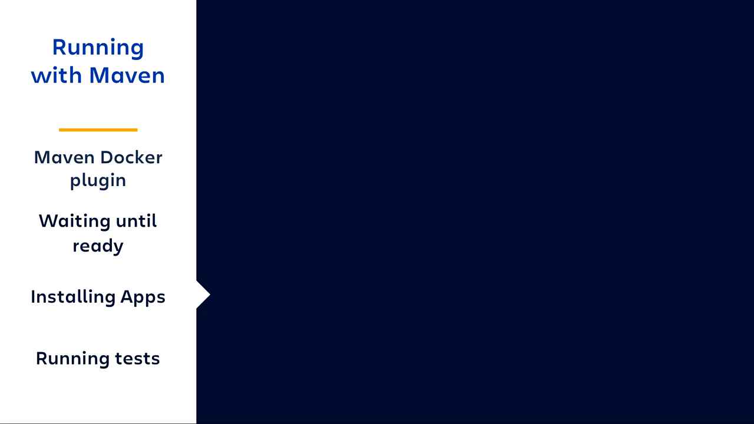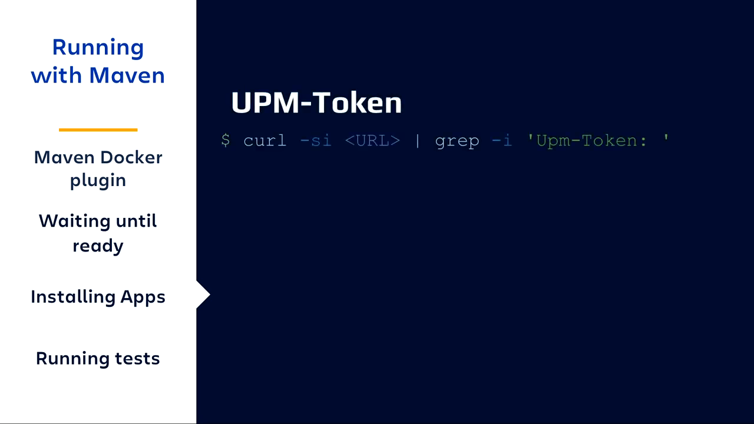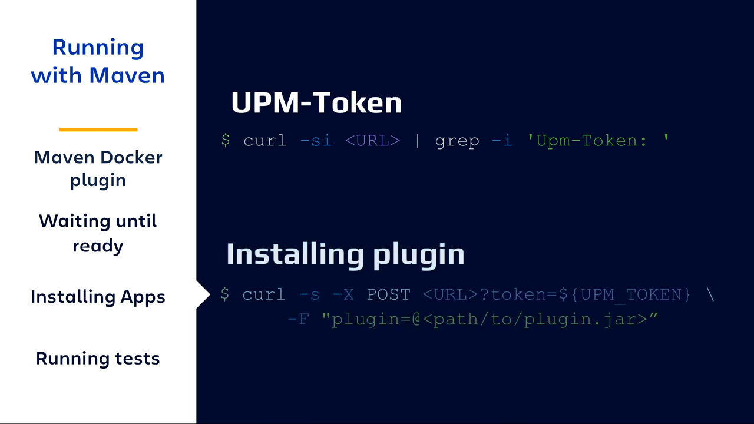Fortunately, every Atlassian server product exposes a REST endpoint, the so-called UPM REST endpoint, which allows us to just upload our app directly into the UPM. The only tricky moment here is that we need to request a UPM token first, but this can be scripted quite easily. So we request the token, and then using this token, we upload the app.